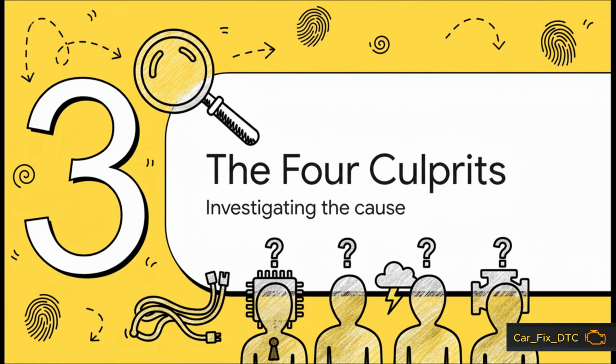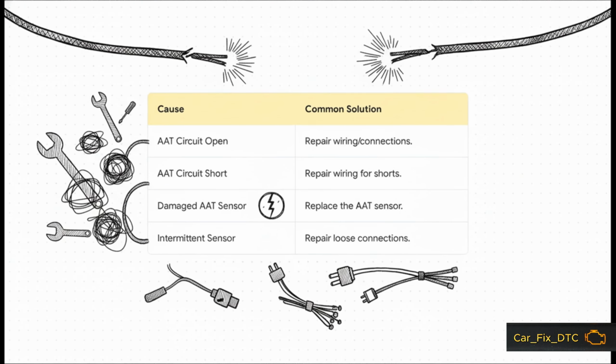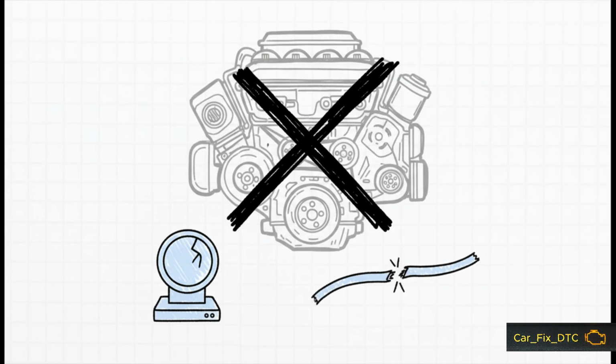All right, so we know what's wrong. Now let's put on our detective hats and figure out why it's happening. When you see a P0073 code, there are really only 4 usual suspects we need to investigate. So here they are, our 4 main culprits. You've got an open in the circuit, a short to voltage, a straight-up damaged sensor, or maybe an intermittent problem. But do you see the pattern here? Look closely. 3 out of the 4 point right back to the wiring or the connections. And that is great news, because it means this usually isn't some deep, complicated, expensive engine problem. 9 times out of 10, it's going to boil down to one of 2 things. Either the sensor itself is bad, or the wires leading to it have a problem.